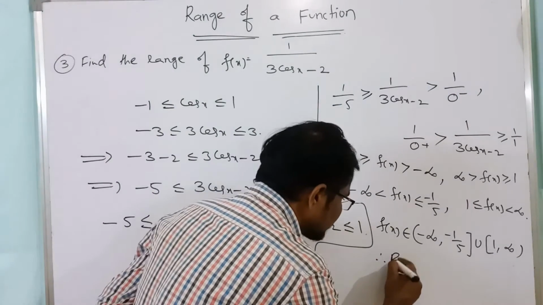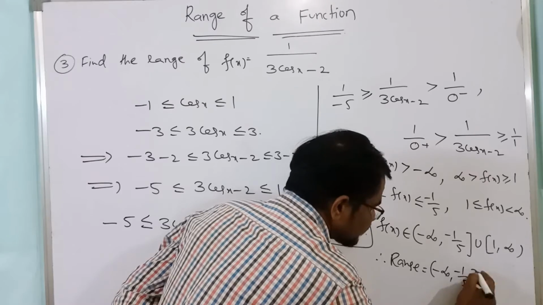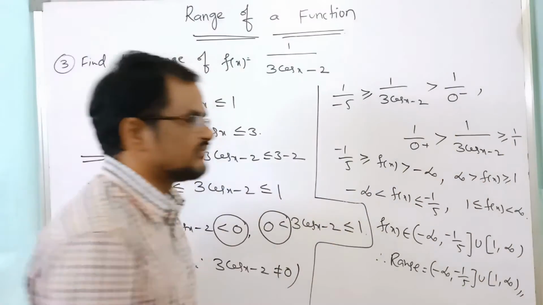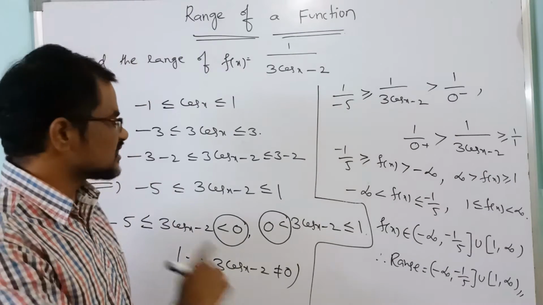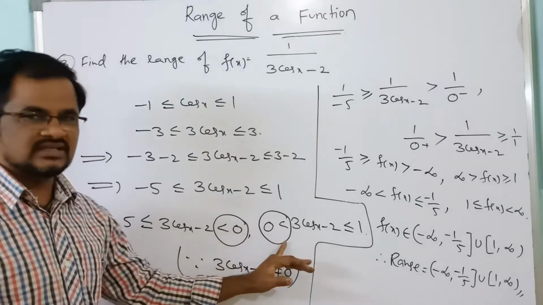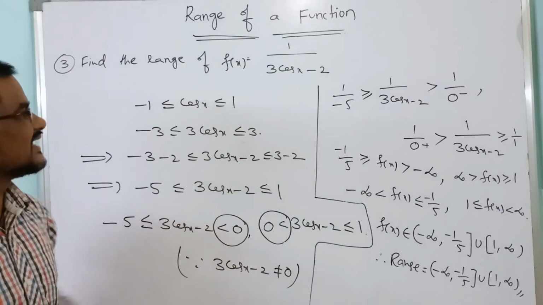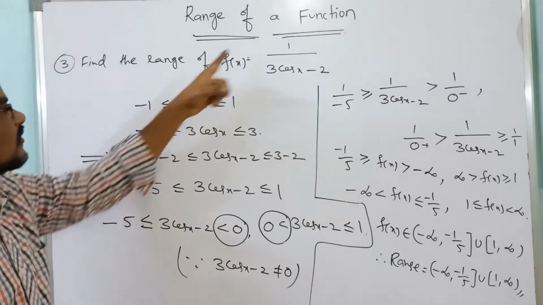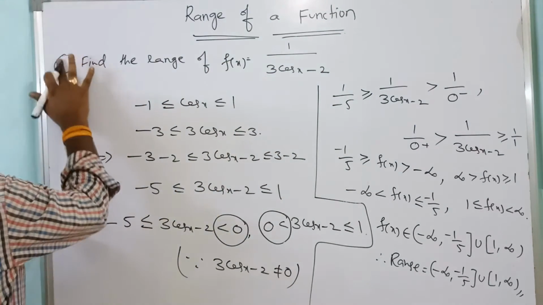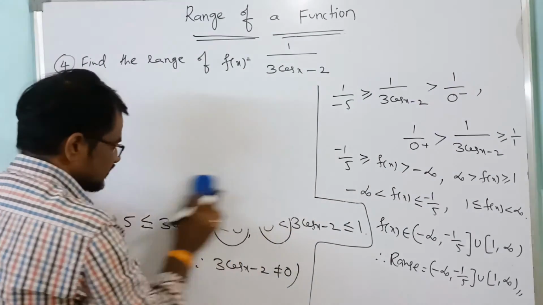So therefore the range of this function is minus infinity to closed interval minus 1 by 5, union closed interval 1 to infinity. Right? So like this, whenever 0 is between, we have to write like this, then we have to take the reciprocal of this one. So this is about the range of the function 1 by 3 cos x minus 2. Now the fourth problem, one more problem based on this.